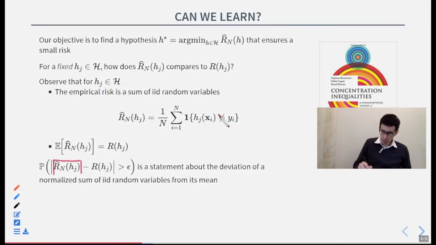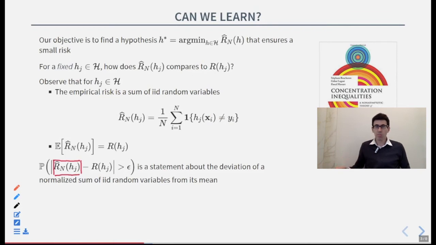The quantity that I'm boxing in red here, this is the random variable. Why? Because it depends on the data set, which is a random quantity according to my supervised learning model. R of hj, which is the true risk, as we discussed during the last lecture, is a constant. It's a number. And so if you look back at what we said about r hat n of hj, it is the sum of iid random variables. R of hj is actually the expected value of that sum of iid random variables. And so that probability is making a statement about the deviation of a normalized sum of iid random variables from its mean.